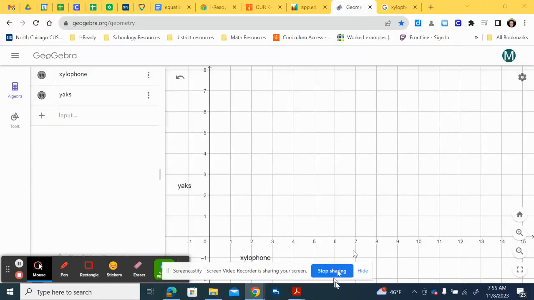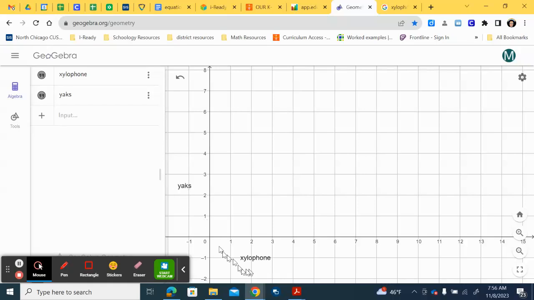Okay, so we want to know slope and slope-intercept equation. So let's say we have the y-axis, and that's going to be yaks because it starts with a y. And we have the x-axis, so that's going to be xylophones because that starts with an x.